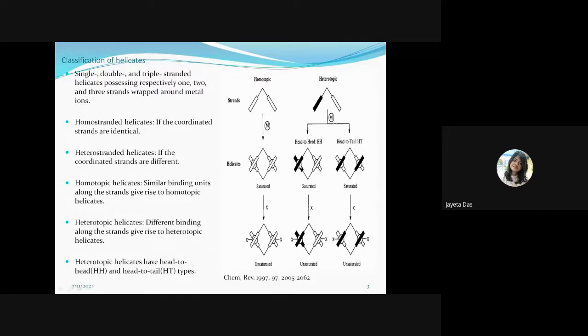If one metal atom is bound to one similar type of binding units from two different strands, then those are called head to head. And if they are bound to different types of binding units, then those are called head to tail type of helicates. Further, they can be classified into saturated and unsaturated. We all know that metal ions bind to helicates on the basis of their coordination number. So if the coordination number of the metal is satisfied by the strands themselves, then those helicates are called saturated helicates. And if the coordination number is not satisfied by the strands, then one extra atom or ion is needed. Those types of helicates are called unsaturated helicates.